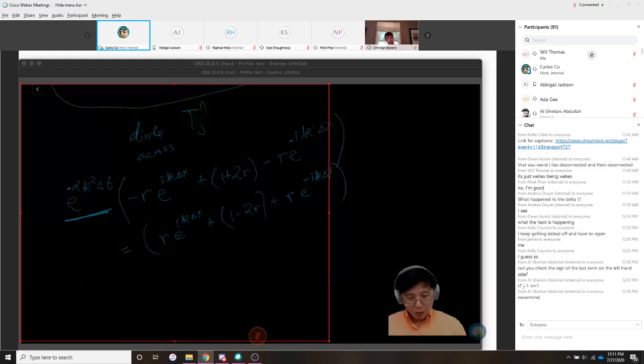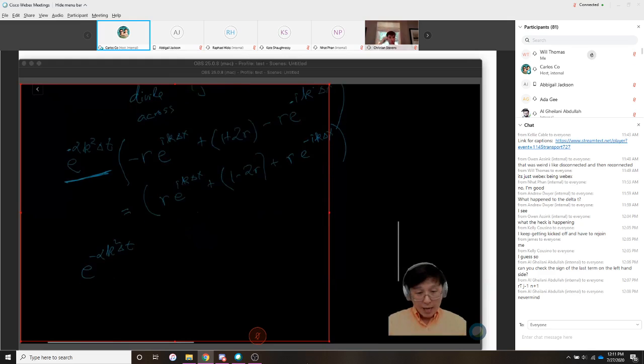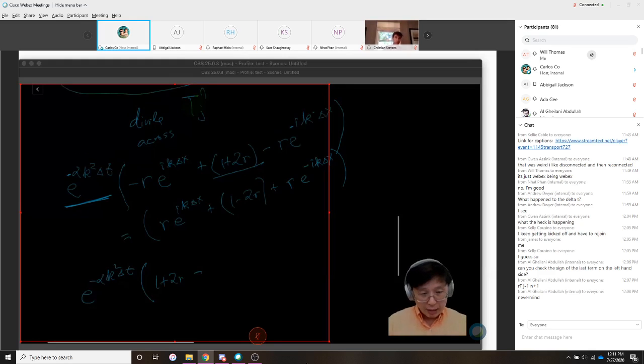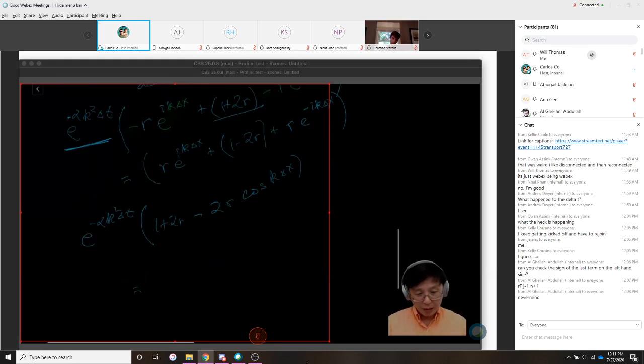Let's see. Okay. So we will have an e to the minus alpha k squared delta t there, right? And then we are going to have this term, the 1 plus 2r, right? And then we will have a minus. Now you'll notice that this plus that, they're both negative, so you're adding them. So that will be a cosine. The sine part cancels out because this one has a negative there, right? So you're going to end up with a minus 2r cosine k delta x.